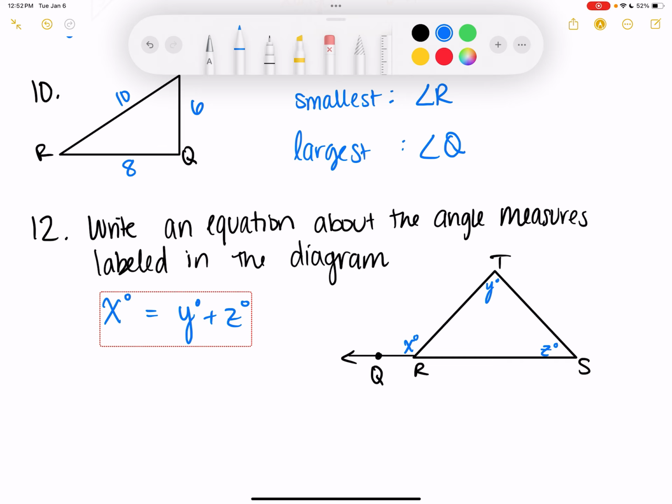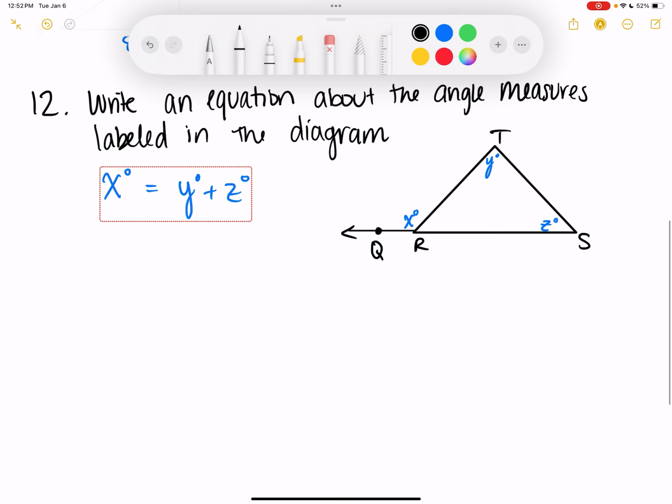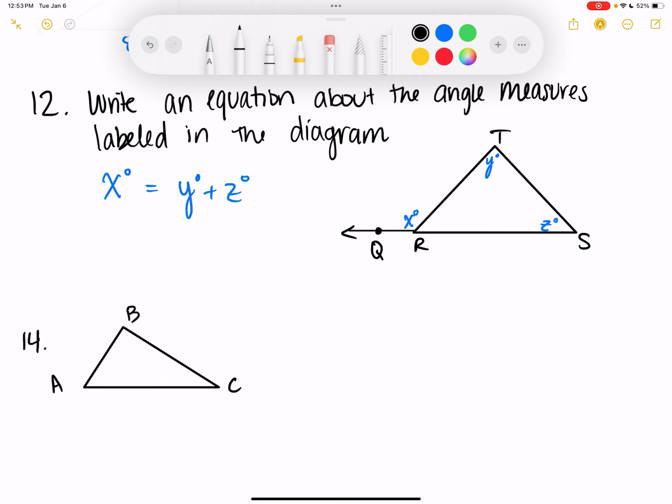All right, list the sides in order from shortest to longest. So 14. Got A, B, and C. 80, 60, 40. All right, so that's 80, 60, and 40 degrees inside of there. So they want us to list the sides in order from shortest to longest. So what's the shortest side? AB. And then the next side? BC. And then the longest? AC.